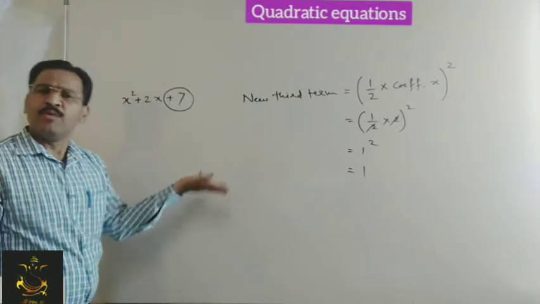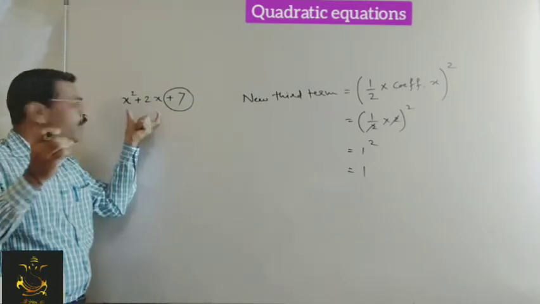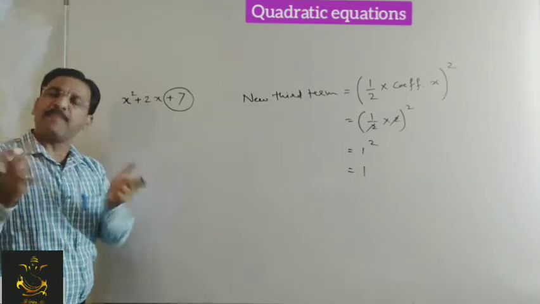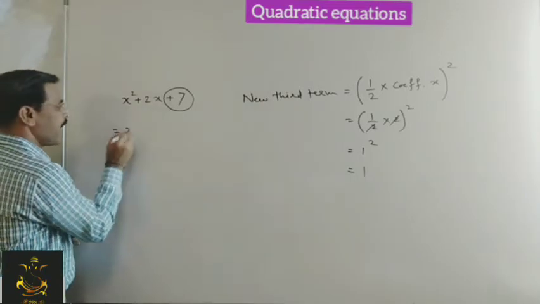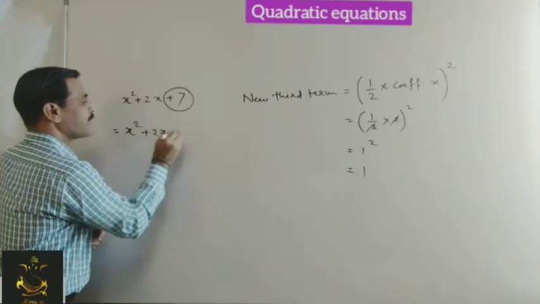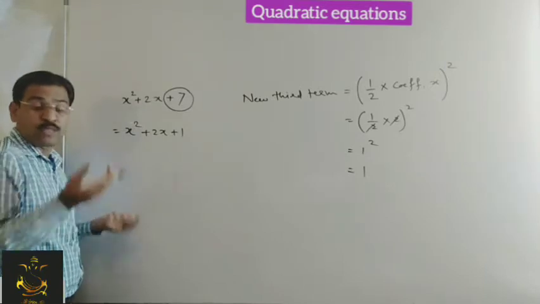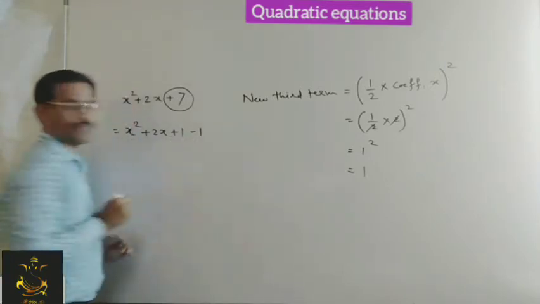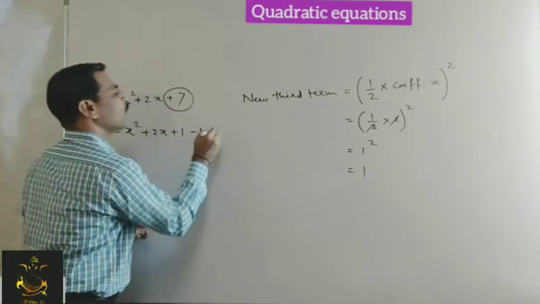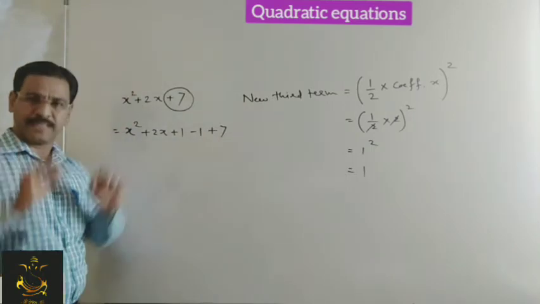That means we are not going to make any changes here, just keep it as it is. See how: x square plus 2x plus 1. This 1 is extra, so we write here minus 1. Finish. And the third term, whatever it is, keep as it is.